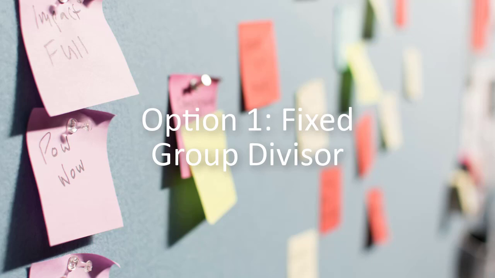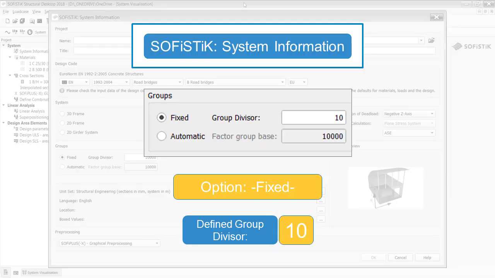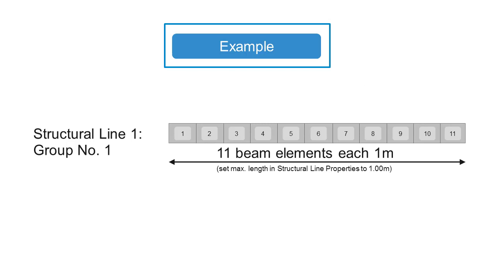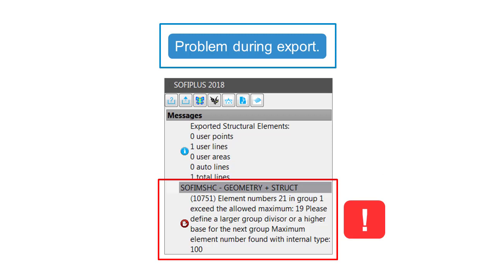So let's start with the first option, fixed group divisor. As mentioned earlier, setting the group divisor is possible in the SOFiSTiK system information dialog box. For the following project, 10 is used. The behavior of this option will be demonstrated on a simple structural line of a total length of 11 meter and a partition of 11 elements. The group number of this structural line is set to 1. Exporting this structural line will end up in an error message.